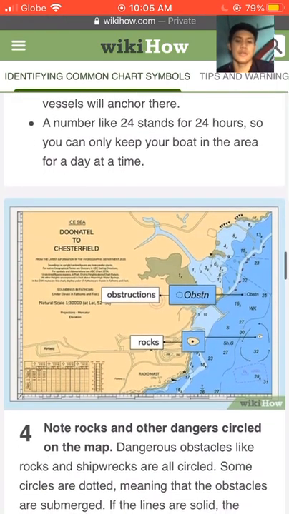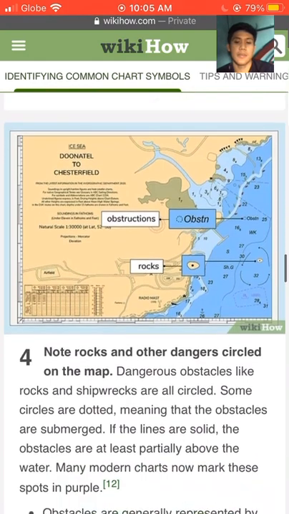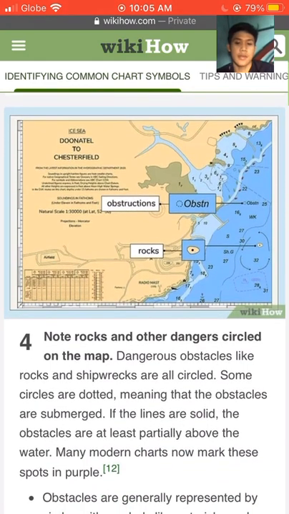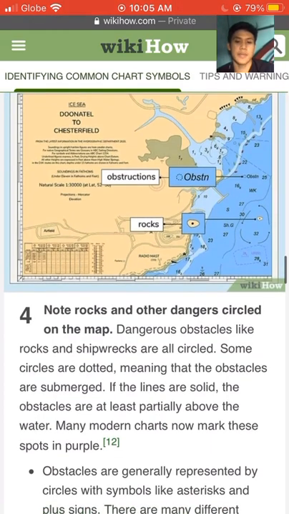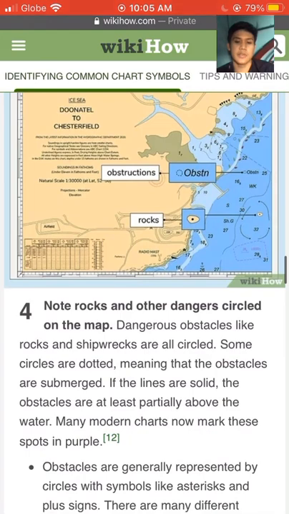Number 4. Note rocks and other dangers circled on the map. Dangerous obstacles like rocks and shipwrecks are all circled. Some circles are dotted, meaning that the obstacles are submerged. If the lines are solid, the obstacles are at least partially above the water.